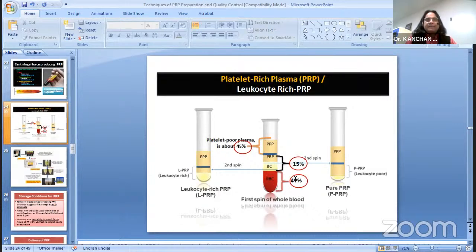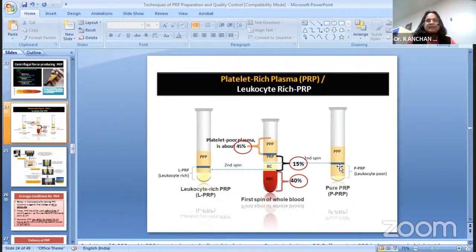The RBCs come in the borderline. This is the buffy coat. Then the upper portion is the platelet-poor plasma. Above the buffy coat, there's the platelet-rich plasma, right? If you want pure platelet-rich plasma, you have to discard this platelet-poor plasma. You have to clear this platelet-poor plasma, and above this buffy coat, this will be the platelet-rich plasma.